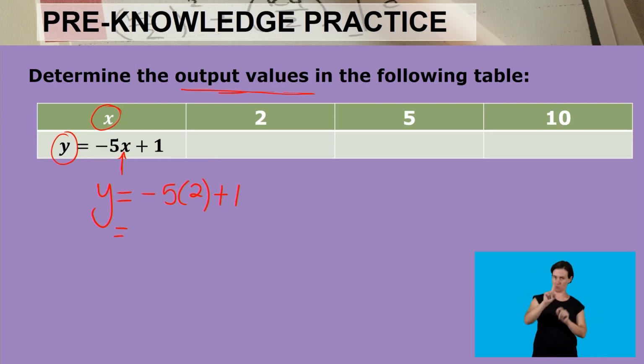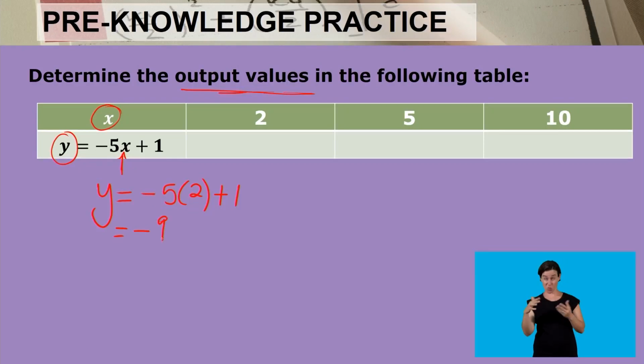So what is negative 5 multiplied by 2? Yes, that gives us an answer of negative 10. And when we add 1 onto that, that gives us negative 9. So when 2 is the input value, the answer is negative 9. We are just going to fill that out in our table. So that is a negative 9.